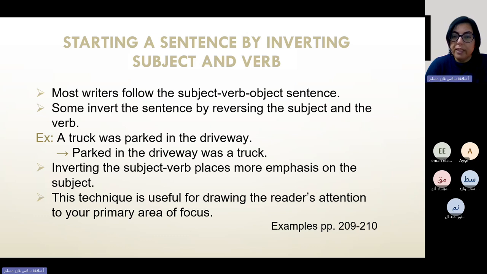For example, يا ميسة أو يا نور. نور ما سمعت صوتك اليوم. يلا يا. A truck was parked in the driveway.